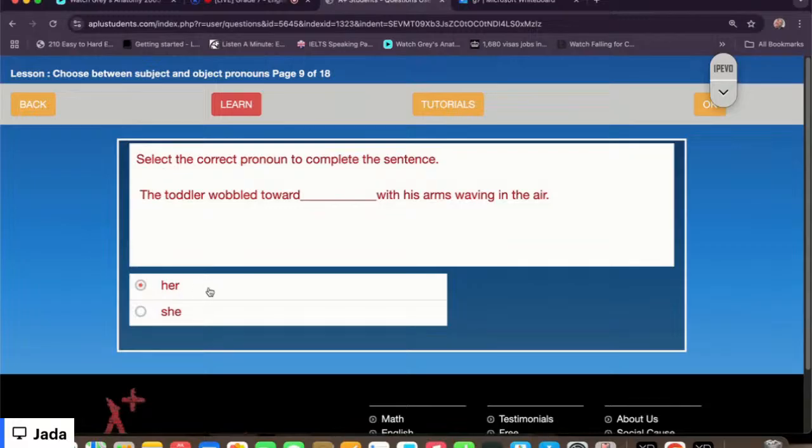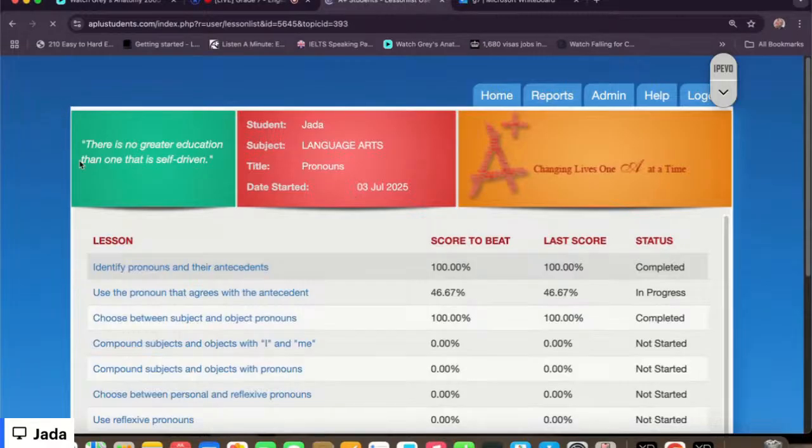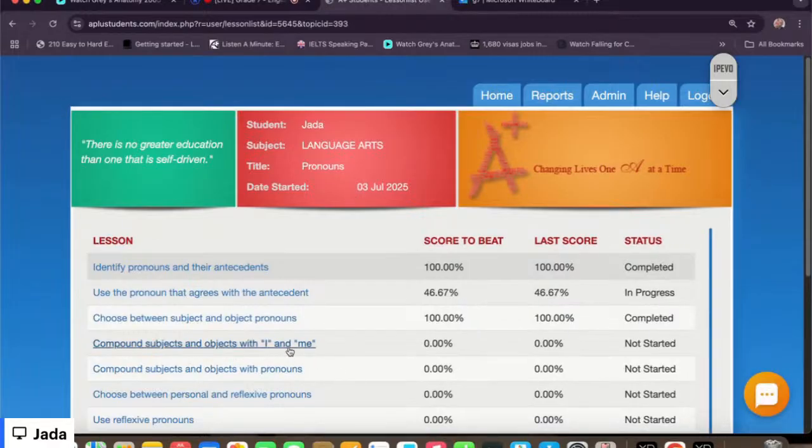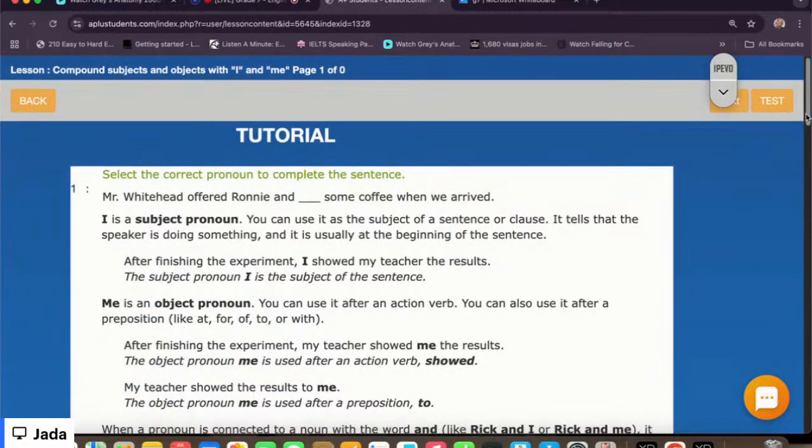Okay, so we have what? Towards her with his arm waving in the air. So that's it for this lesson. We'll move on to the next one, which will be compound subjects and objects with I and me.